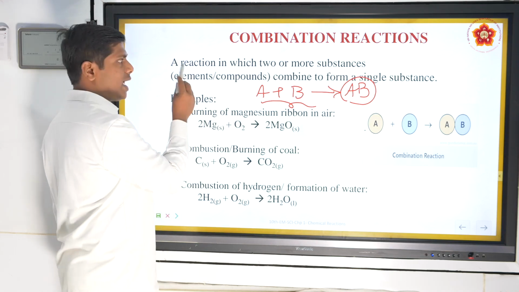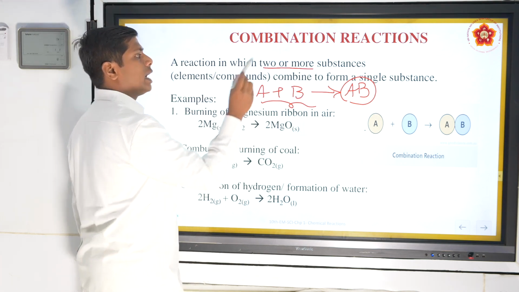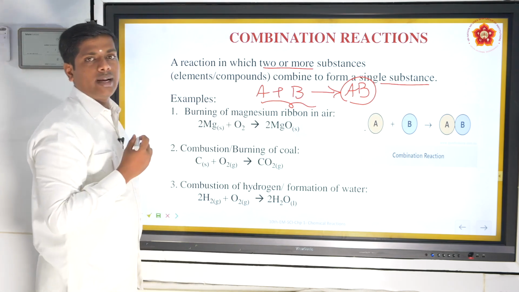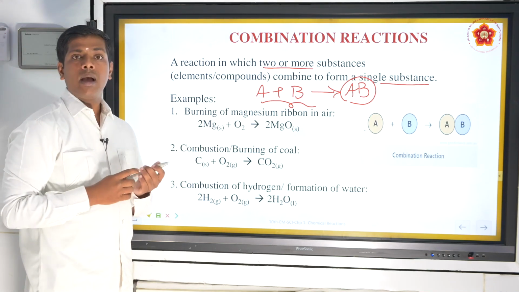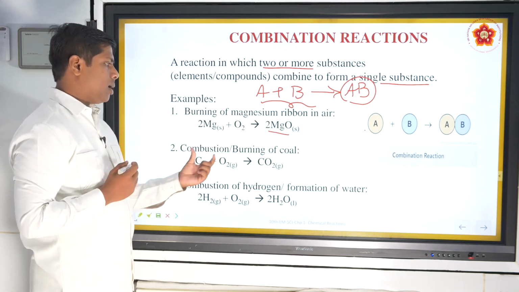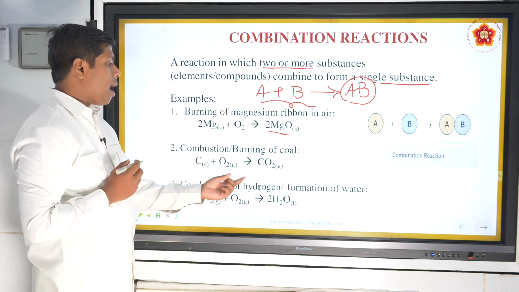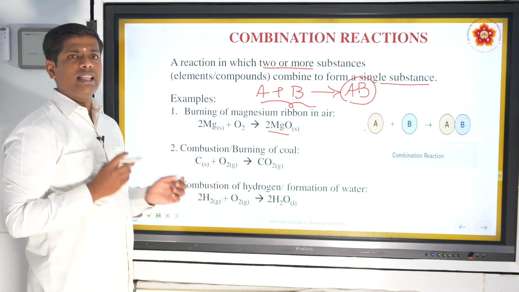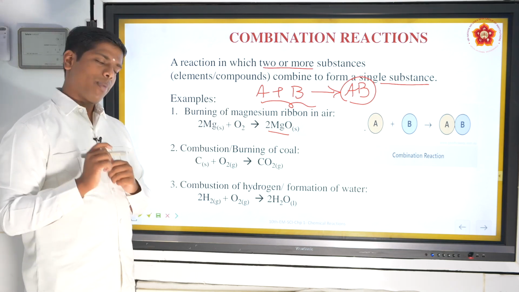Let us look at the definition. A reaction in which two or more substances, elements or compounds combine to form a single substance or single product. Let us look at examples. These are the general examples: magnesium ribbon burnt in the presence of oxygen, we get magnesium oxide. Next, burning of coal, that is C plus O2 gives CO2. Next, formation of water or combustion of hydrogen. In this, combination means two or more substances added or combined to form a single product.